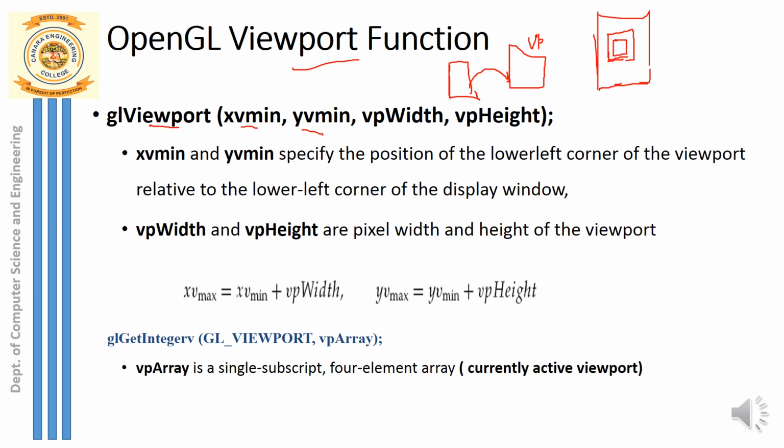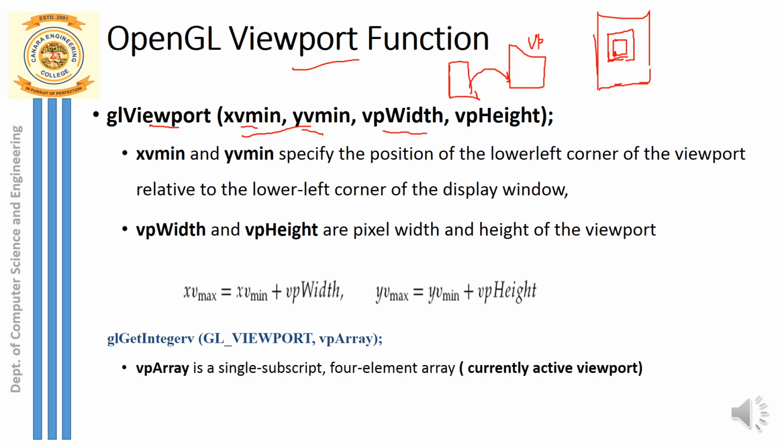So you can say there, I'm choosing one position somewhere at the center of the display window as the position to draw the VPort. That position you specify over here. So what is it? XV minimum, YV minimum. The position chosen to draw the VPort inside the display window is the first two parameters, okay, that indicates the X coordinate and Y coordinate of the position.